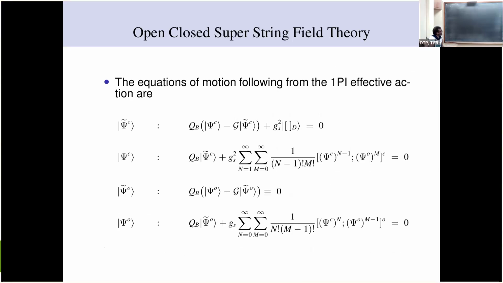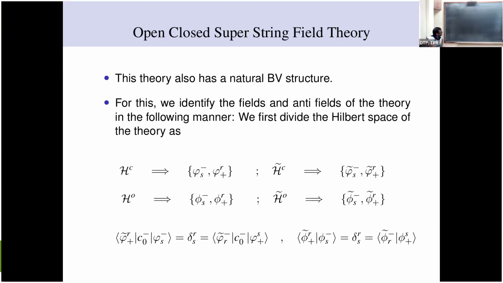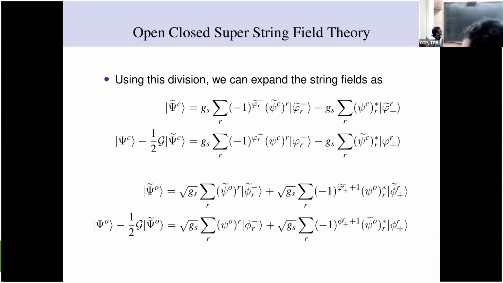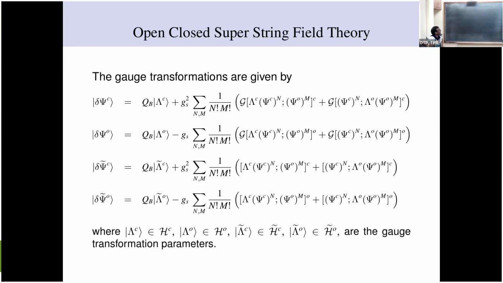Okay. So you have this equation of motion, and by combining the two, you can write down the equations for psi C and psi O. Again, you can give a natural BV interpretation by decomposing in a suitable way, and you can expand the string field in this way. Again, you can consistently assign positive ghost number to the fields and negative ghost number to the anti-fields. And the gauge transformation of the theory will now involve all these fields. Okay, I will stop here.